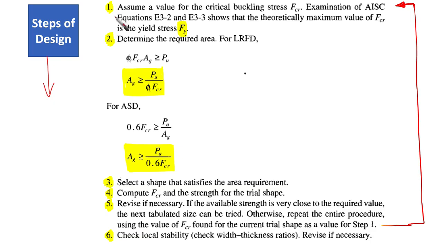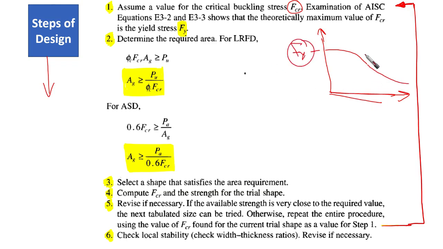First of all, we are going to assume a value for the critical buckling stress, which is Fcr. Examination of AISC equations E3-2 and E3-3 shows that the theoretical maximum value of Fcr is the yield stress. Do you remember when we were talking about elastic buckling and inelastic buckling? Here it was Fy, right? And then there is a limit here.